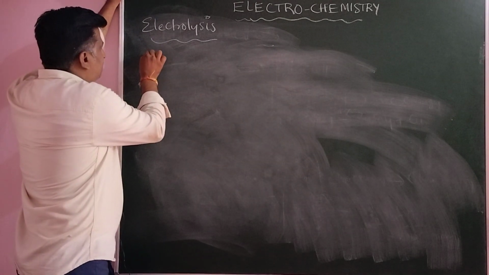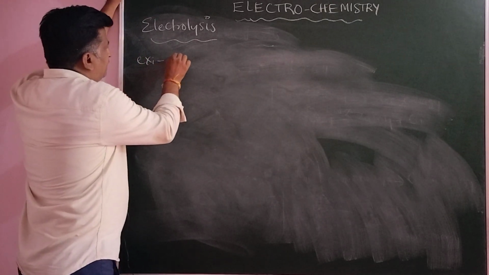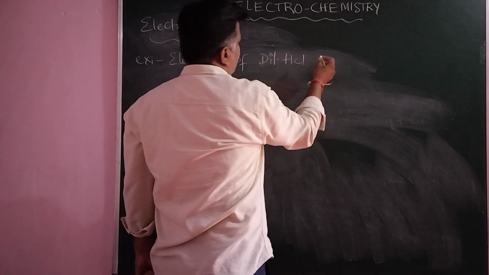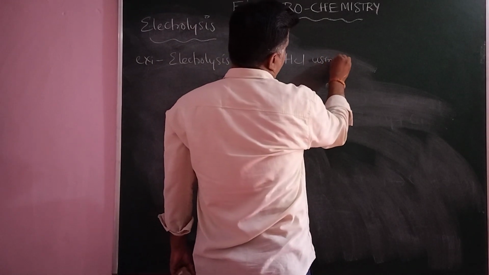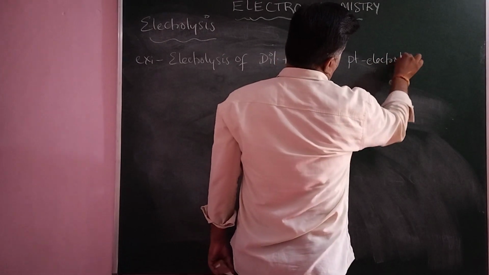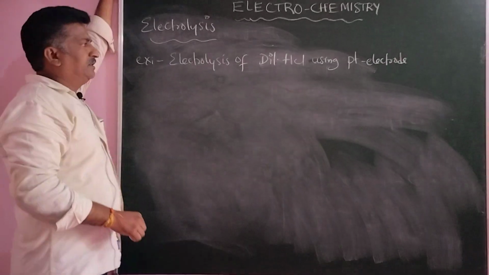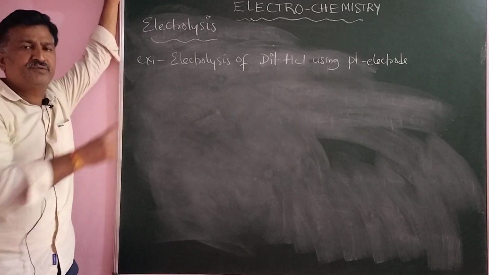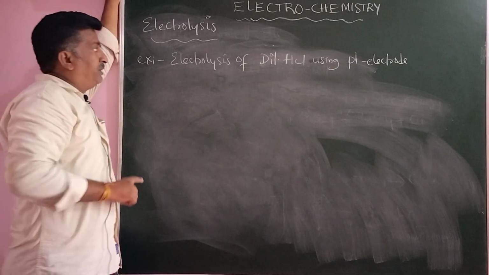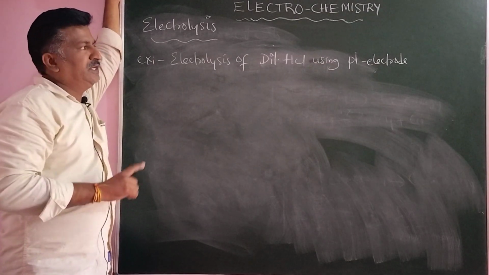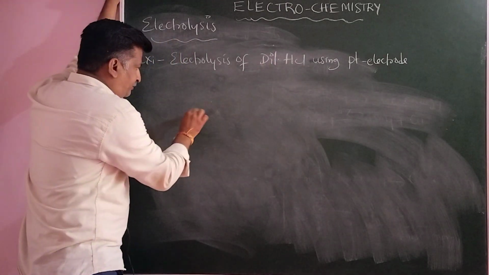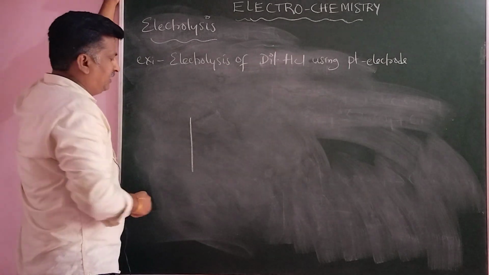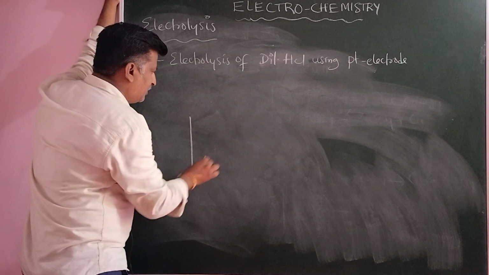For example, if we discuss one example, that is electrolysis of dilute HCl using platinum electrode in the electrolytic cell. So the electrolysis process will be taking place in the electrolytic cell, and for that I have taken one example, that is electrolysis of dilute HCl using platinum electrodes. What is taking place in the electrolytic cell, it has only a single compartment.